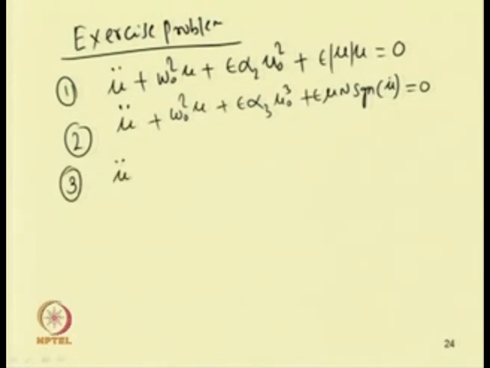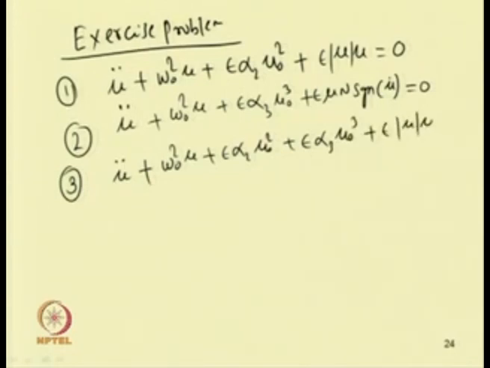One can take one more example also, omega 0 square u taking both epsilon alpha 2 u 0 square plus epsilon alpha 3 u 0 cube plus epsilon u dot equal to 0. So, these are the exercise problems to solve these non-conservative systems.